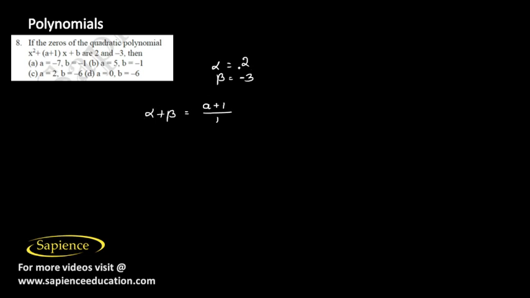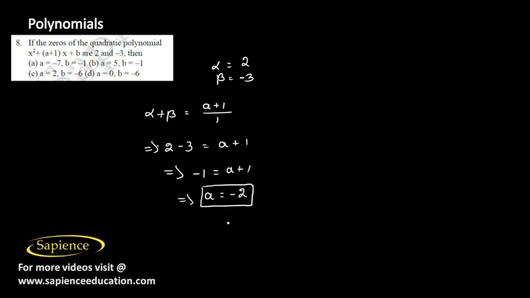So we can substitute the values of alpha and beta. We will get 2 minus 3 is equal to a plus 1. That means 2 minus 3 will be minus 1 is equal to a plus 1. A is equal to minus 2. The same way we can find the value of b by using the product relationship. Product of the zeros alpha beta is equal to constant term divided by coefficient of x square. So in this case the product will be 2 into minus 3 equals b. That means b is equal to minus 6.